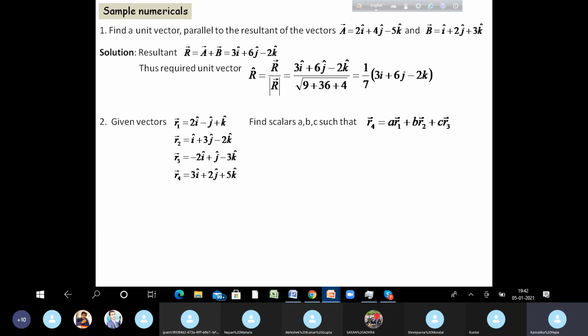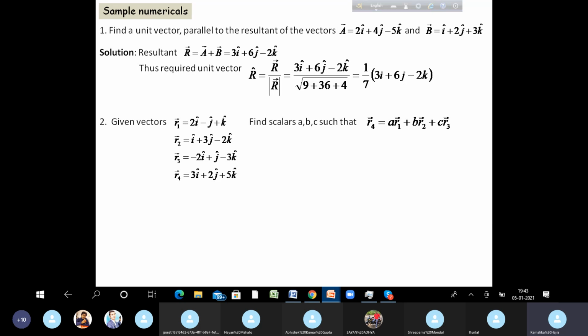Next problem. Given 4 vectors. This is a simple problem but very important. So 4 vectors are given, R1, R2, R3 and R4. Now the problem asks you to find scalars A, B and C such that R4 is equal to A R1 plus B R2 plus C R3. So basically this problem asks you to find whether this set of vectors R1, R2, R3 and R4 are linearly dependent or independent.